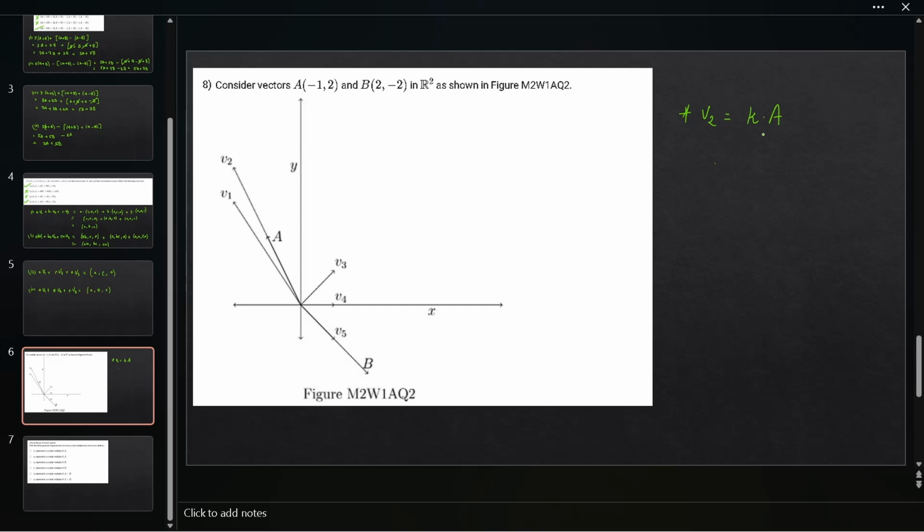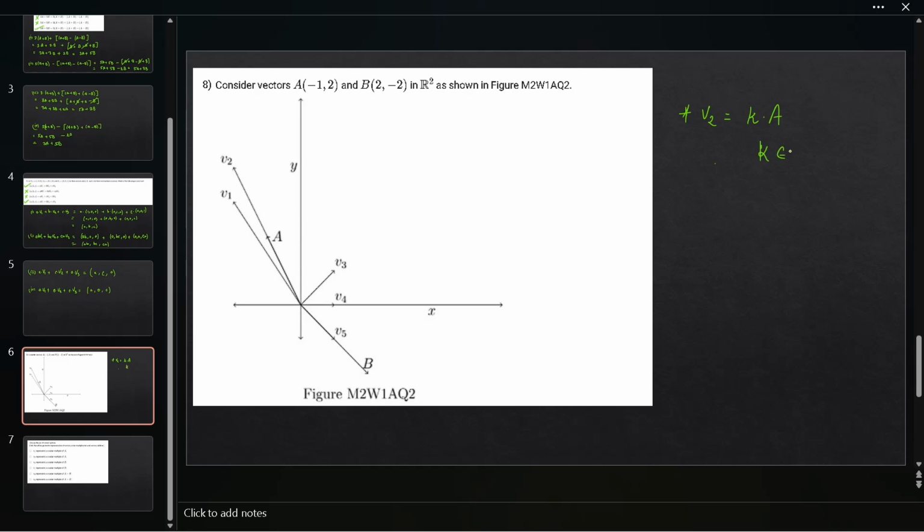So if A is in the direction of minus 1 comma 2, and V2 is in the same direction, in the same line, that means you can write V2 as K into A. Saying the same line would be more appropriate because even if V2 is just in the opposite direction of A, you can still write V2 as equal to K times A, where K is some constant. If it is in the opposite direction, K would be negative. If it is in the same direction, K would be positive.